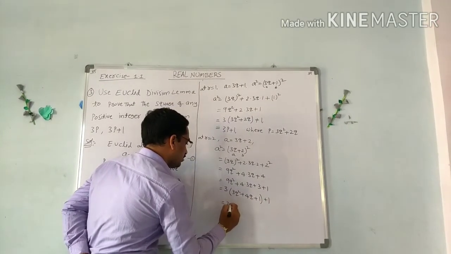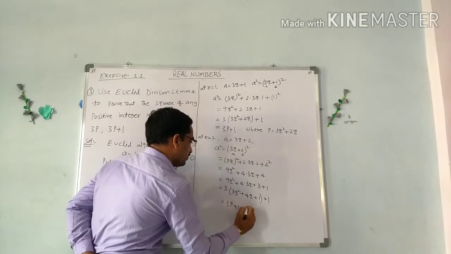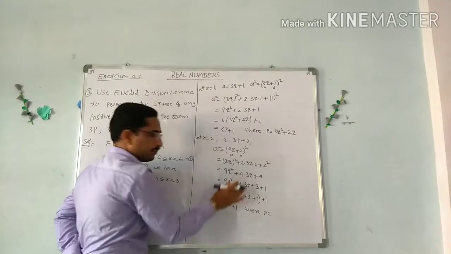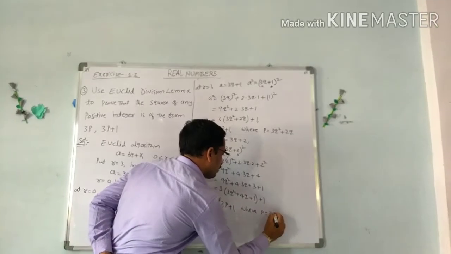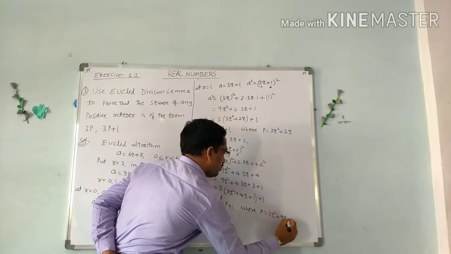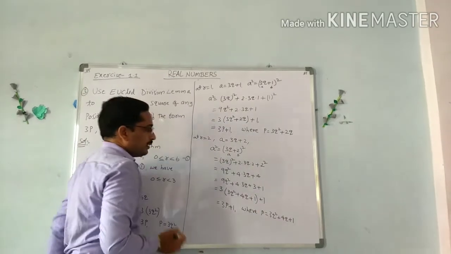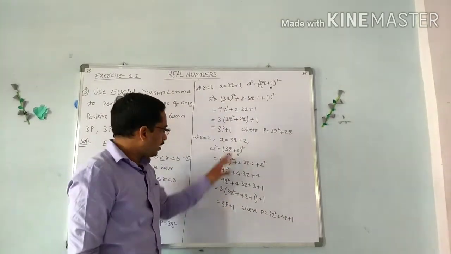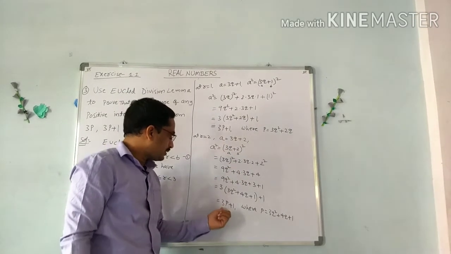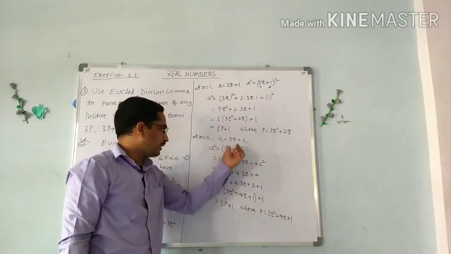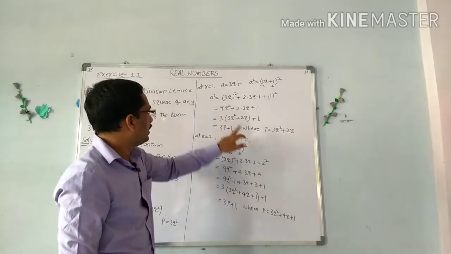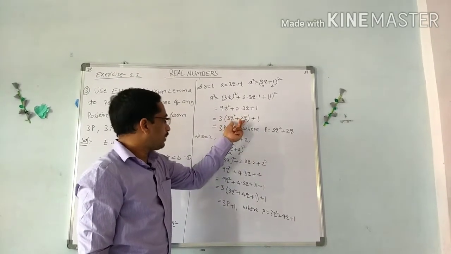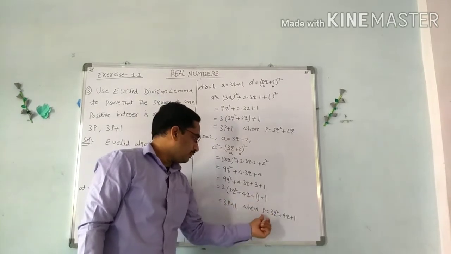So it is equal to 3p plus 1, where p equals, I am considering the term 3q square plus 4q plus 1 as p. So it is in the form of 3p plus 1. Here, in all the steps, the last step must be in the form of 3p plus 1, so you have to convert this into 3p plus 1 form. Here also I am converting into 3p plus 1. So here consider the bracket terms as p.